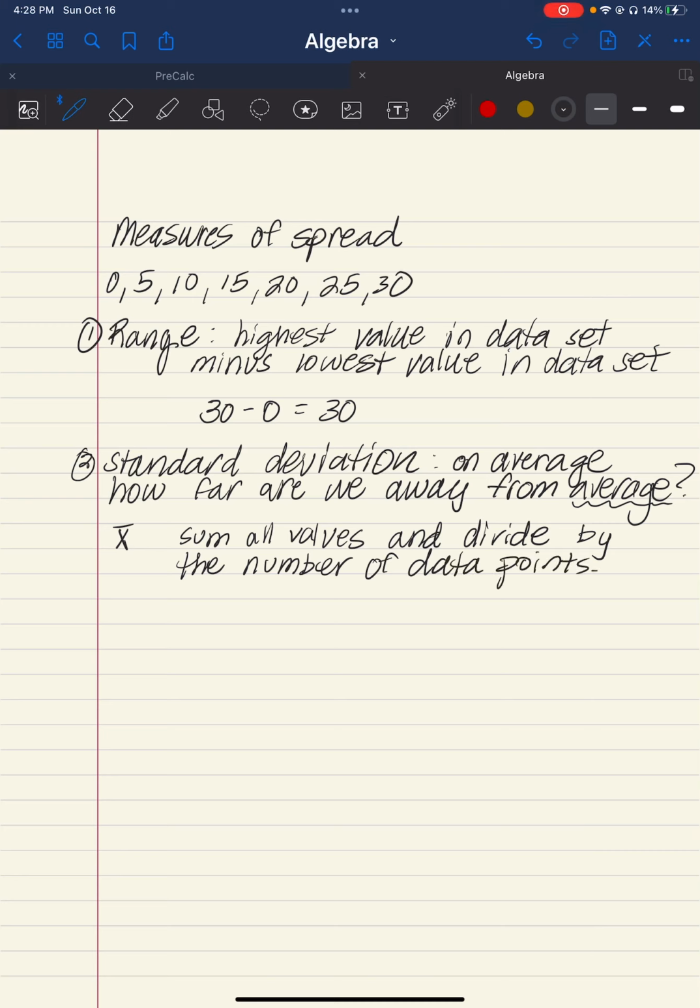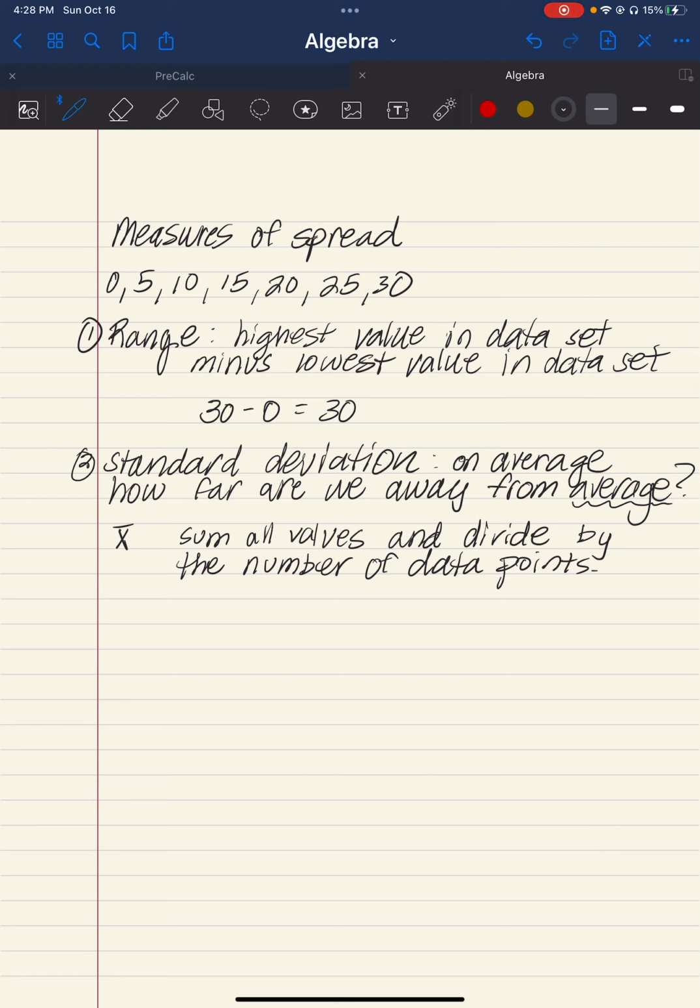So if we're going to calculate a standard deviation, we're going to have to calculate the mean because we want to know how far away each data point is from the mean. Kind of say, all right, are the data points close to the middle or far away from the middle? What's going on? So let's calculate the mean.